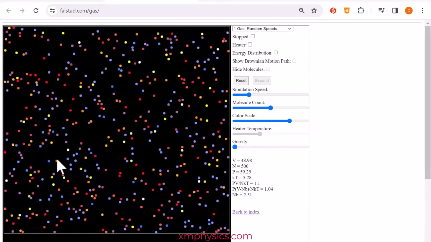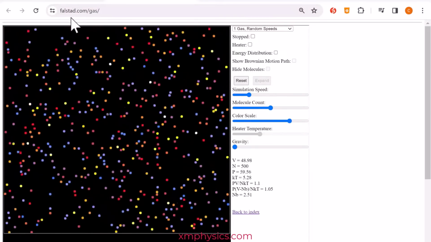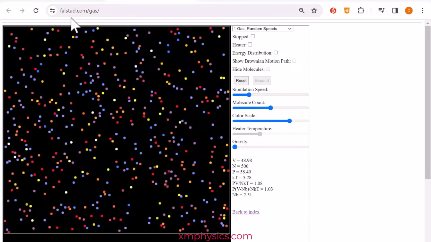Hello, you're looking at an applet written by Forsted. It provides us with a mental picture of what an ideal gas looks like.